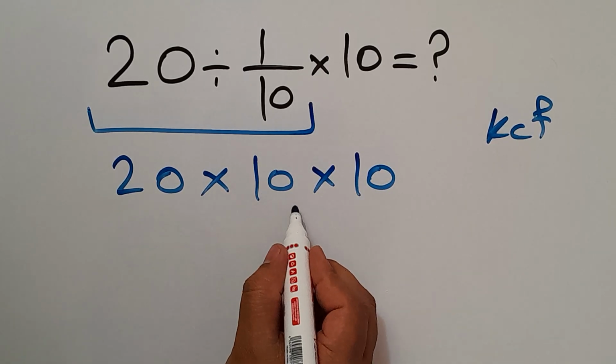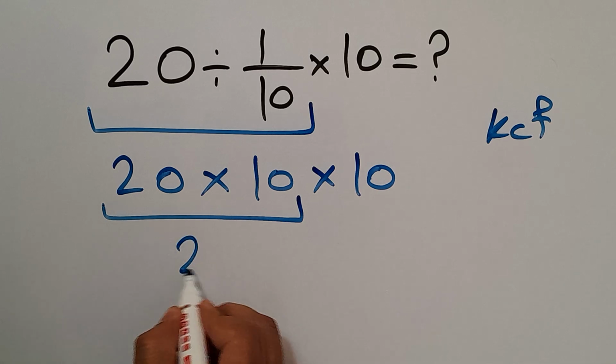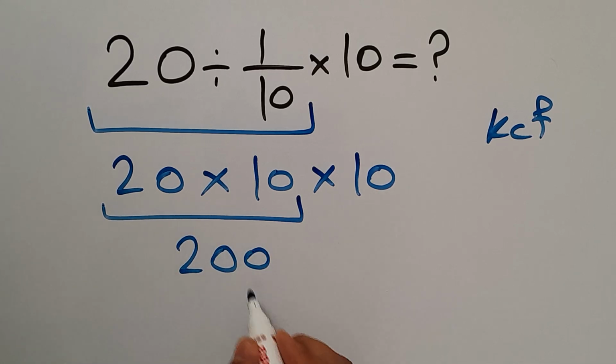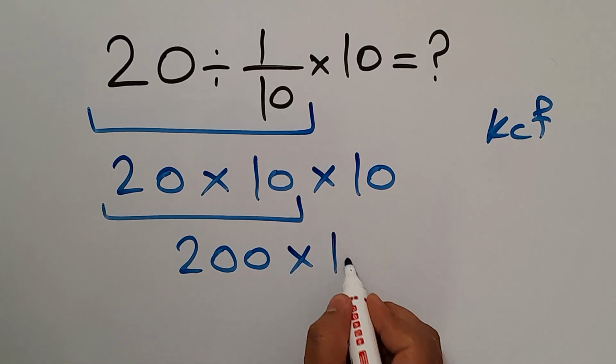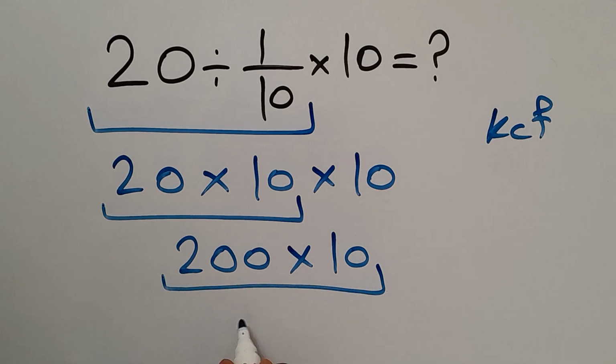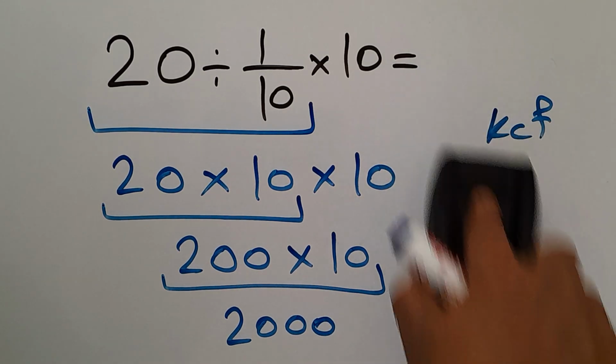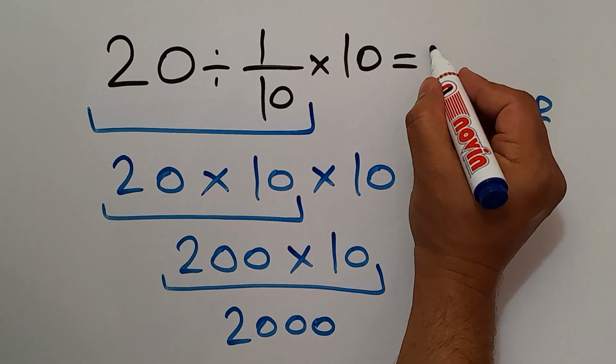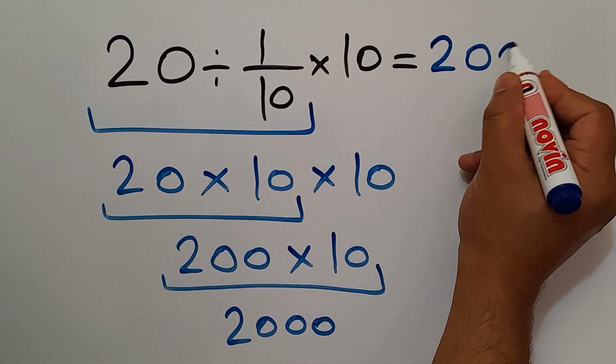20 times 10 gives us 200. So 200 times 10, which equals 2000. Okay, so therefore our final answer to this problem is just 2000. The correct answer is 2000.